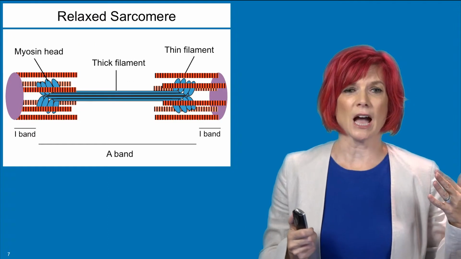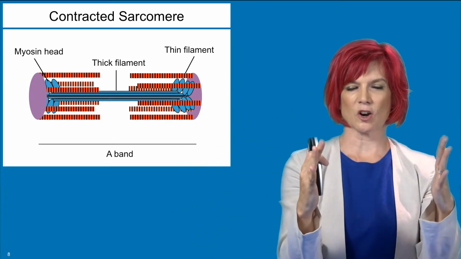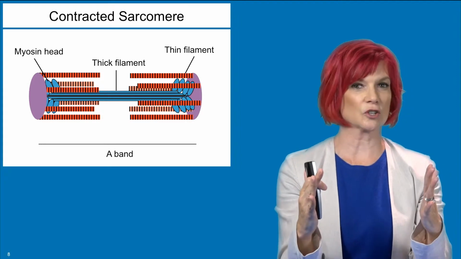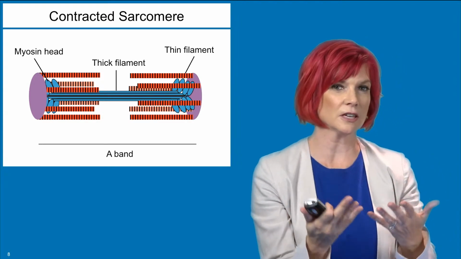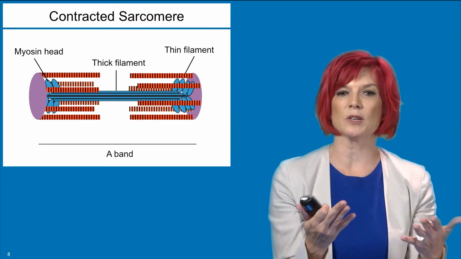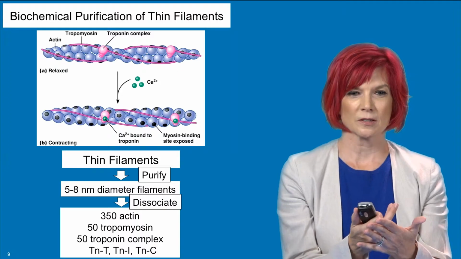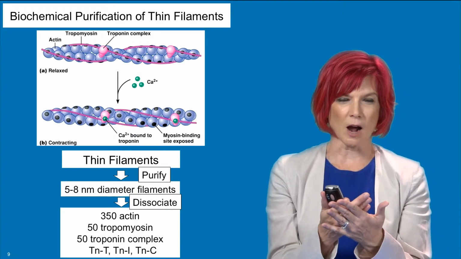Take a look at the contracted sarcomere. So what's happening? Those Z lines are moving closer together. There's no change in the overall length of the thick and the thin filaments, but there is certainly an increase in the overlap of the thick and the thin filaments. So, how does that happen?